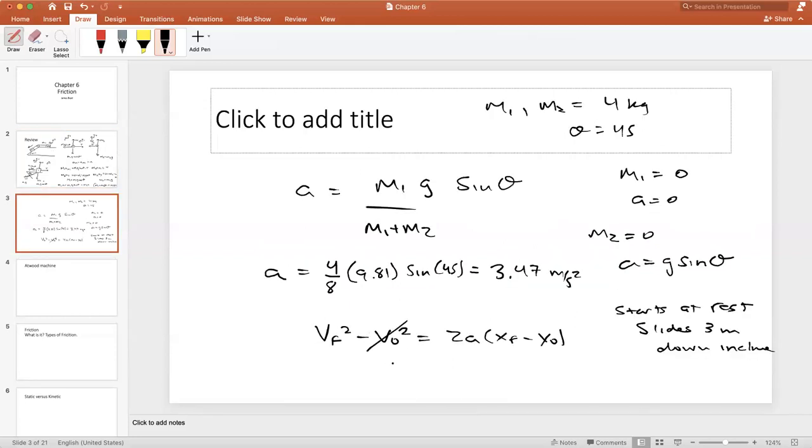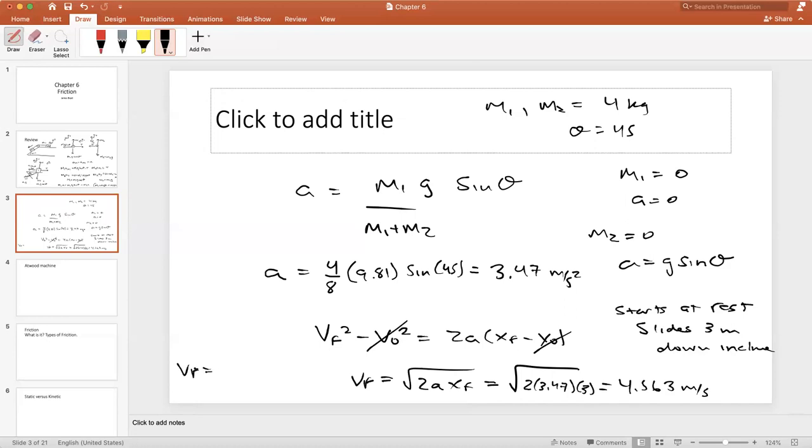I told you it starts at rest and slides 3 meters down the incline. Plugging this in, rest means this is 0. We can always assume that is 0. So we get that v final squared is 2A x final, or 2 times 3.47 times 3 meters. And that gives me the square root of 2 times 3 times 3.47, which is 4.563 meters per second.